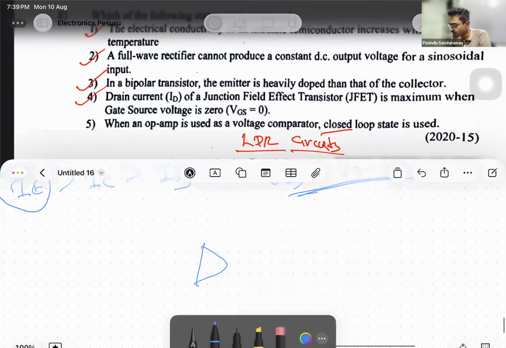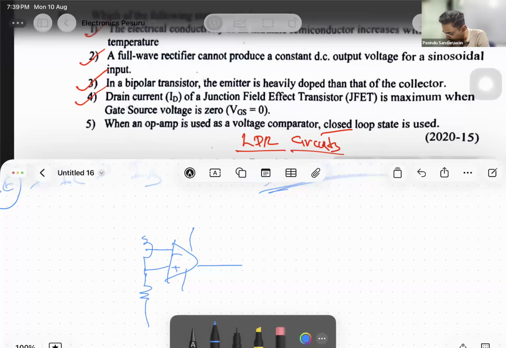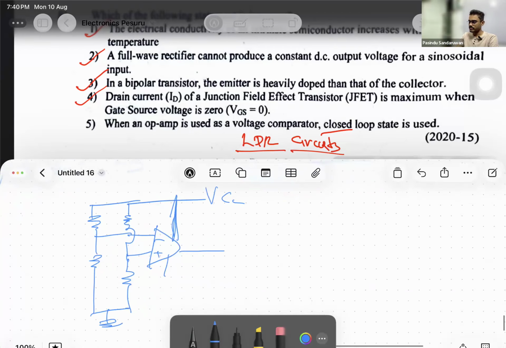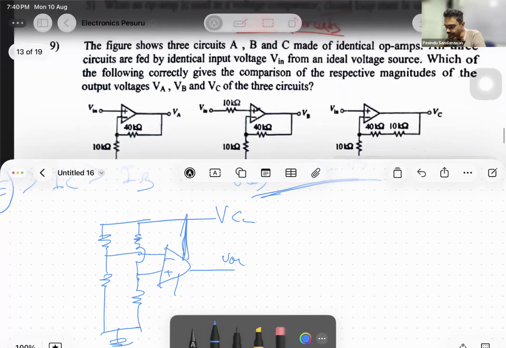Right? The configuration is this. The same thing we had in LDR circuits. Resistors are connected like this, this is connected here, then here there are 2 resistors again. This configuration is called the voltage comparator circuit. There is an open loop. The output is not connected back to the input terminals. 5 is wrong.